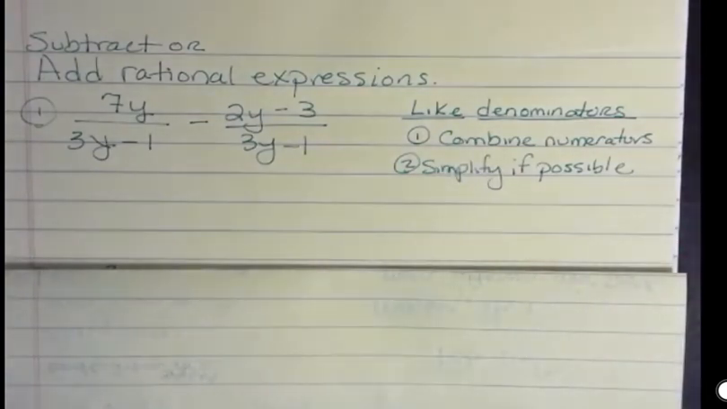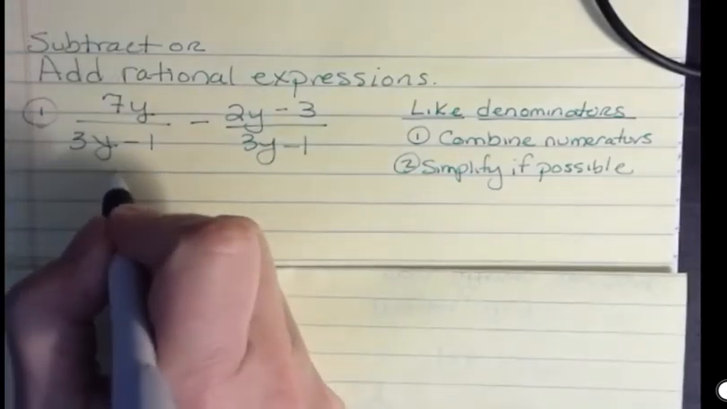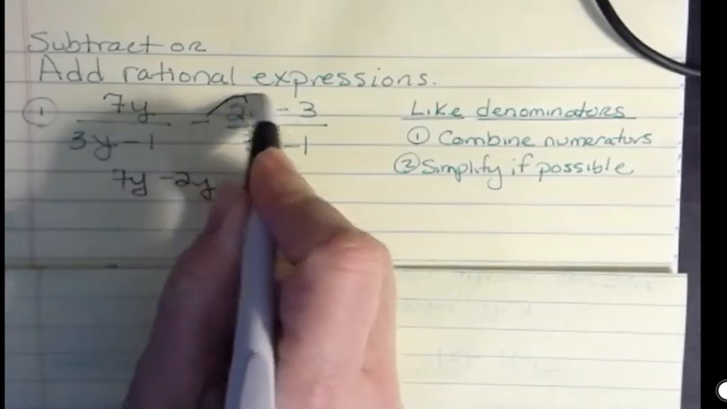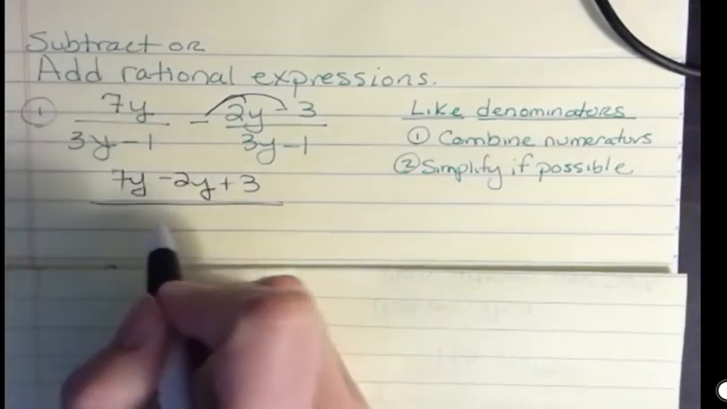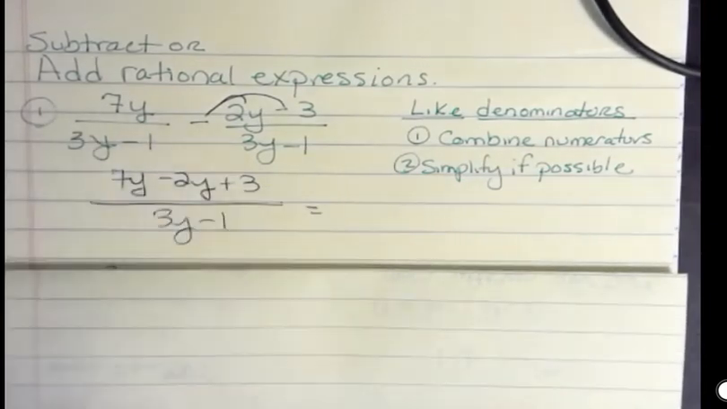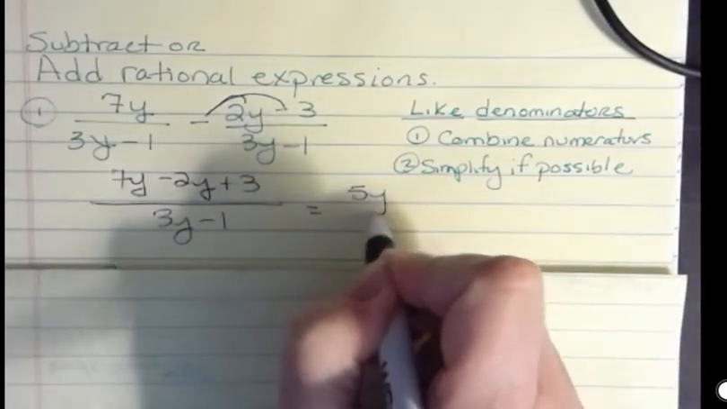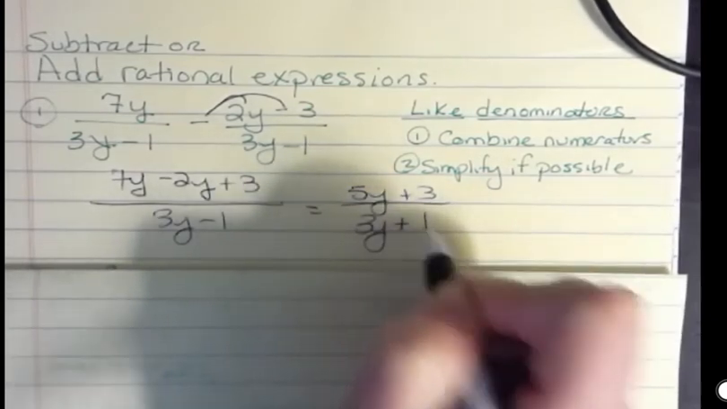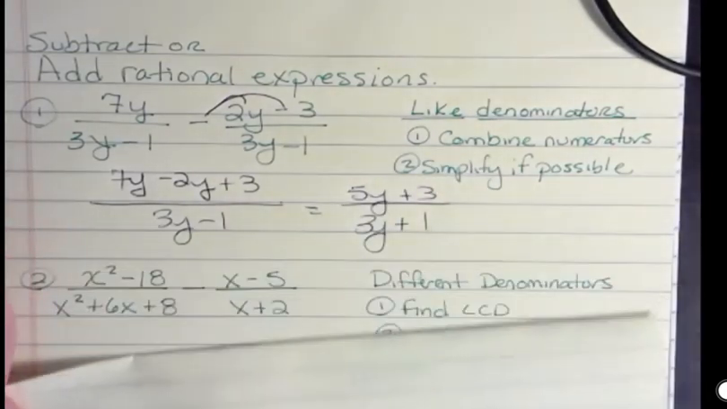Just be careful when you're combining the numerators here, because you're actually going to distribute that negative sign all the way through the second fraction. So we have 7y and then minus 2y, and not minus a minus 3, which is plus 3. And the whole thing is over the common denominator of 3y minus 1. So when I combine those like terms, 7y minus 2y is 5y plus 3. And then down below I have my common denominator of 3y plus 1. And I cannot simplify that, but I would if possible. That's always something I want to consider.